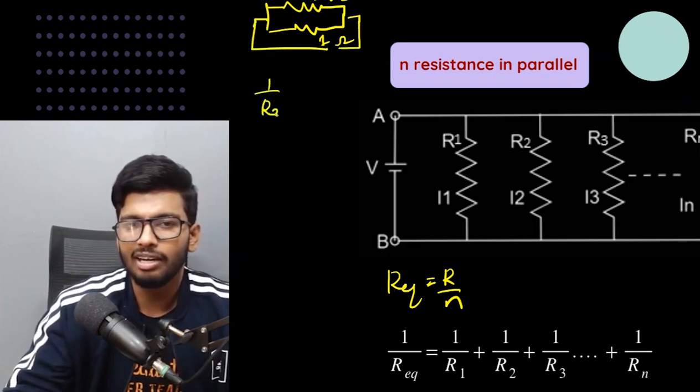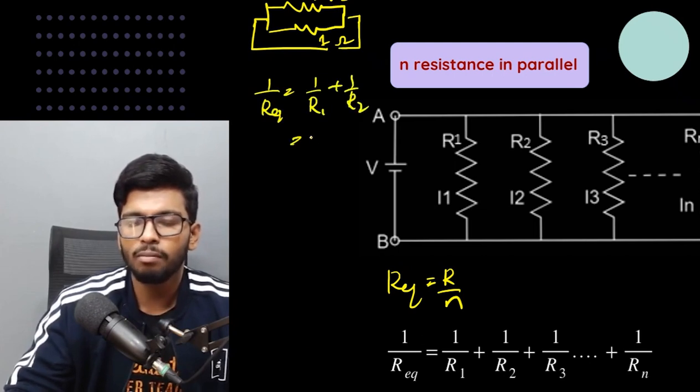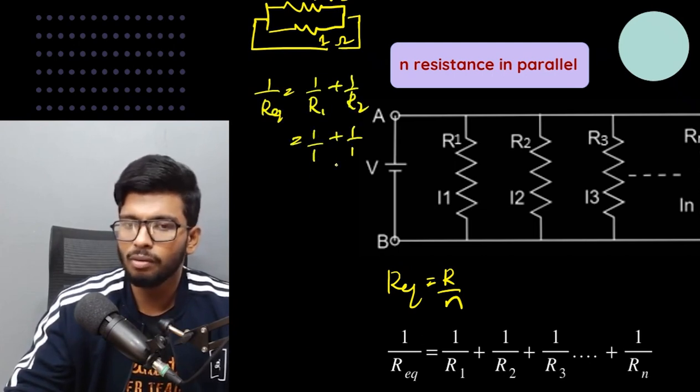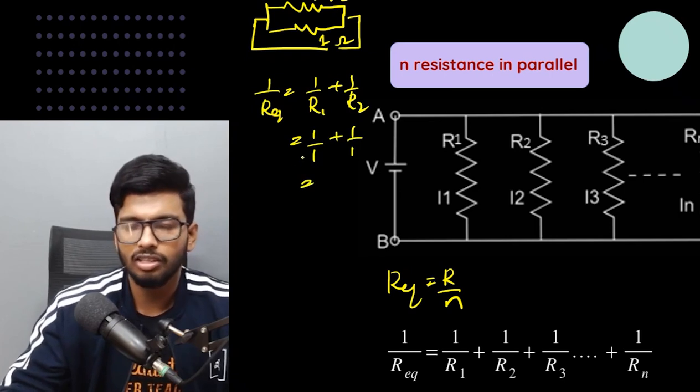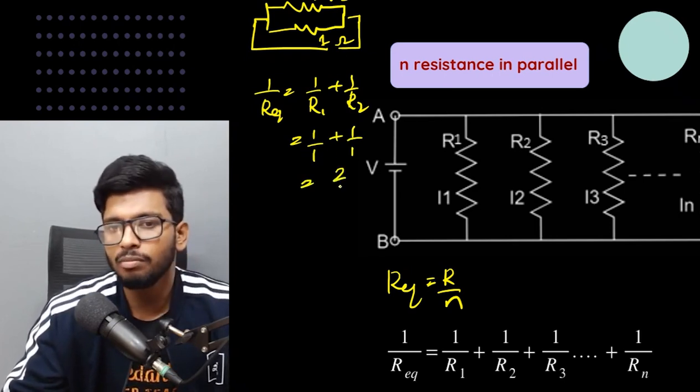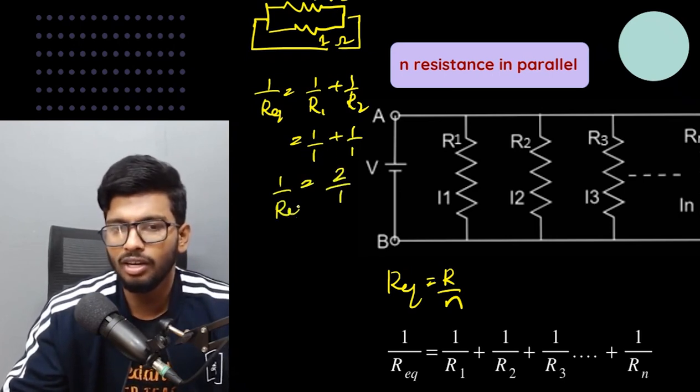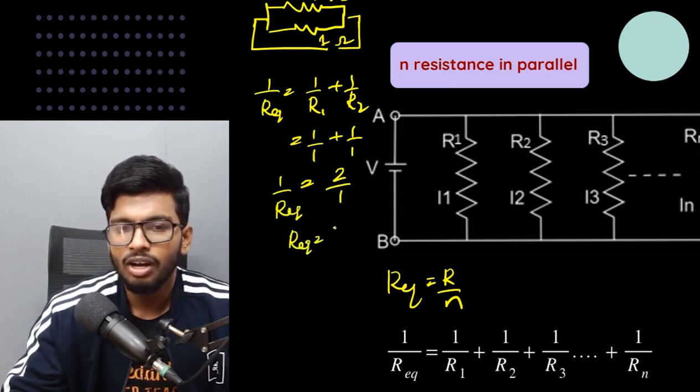1 by R equivalent is equal to 1 by R1 plus 1 by R2. What is 1 by R1? That is nothing but 1 by 1. It is nothing but 1 by 1. So you can add up the numerators, which is nothing but 2 by 1. So this is 1 by R equivalent. So what is R equivalent equal to? 1 by 2, which is equal to 0.5 ohms.